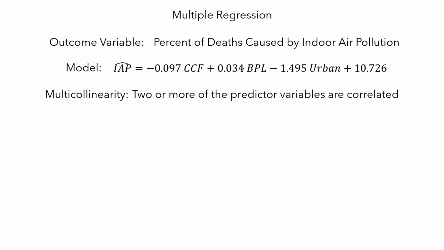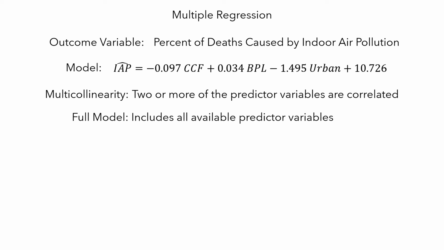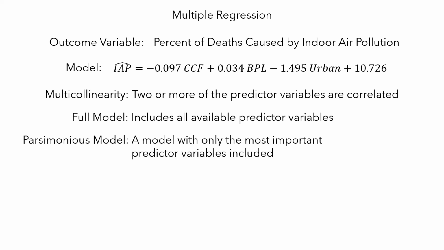Not necessarily. It's highly likely that any two predictor variables you select will be correlated to some extent. You might be tempted to just use a full model, which includes all of the available predictor variables. But this model might include predictor variables that don't have a high predictive relationship with the outcome variable. Instead, the goal is to create a parsimonious model, which means that it includes only the most important predictor variables. There are multiple methods for generating a parsimonious model, but we'll examine those in another video.